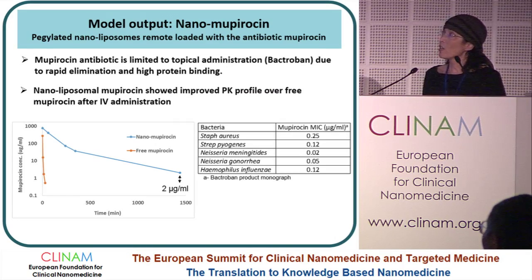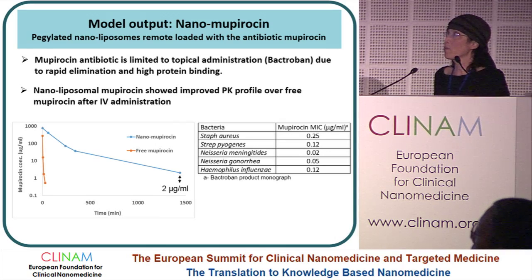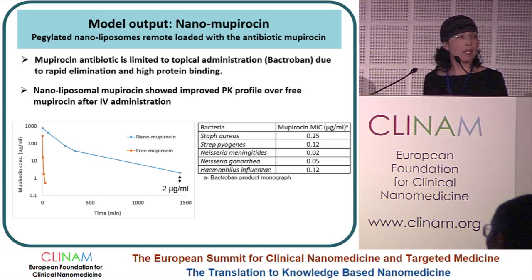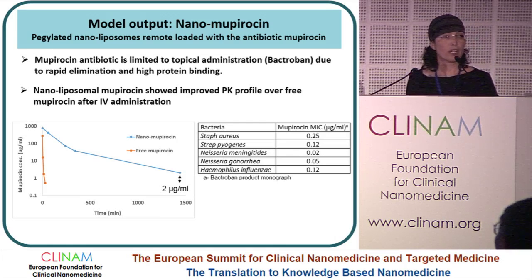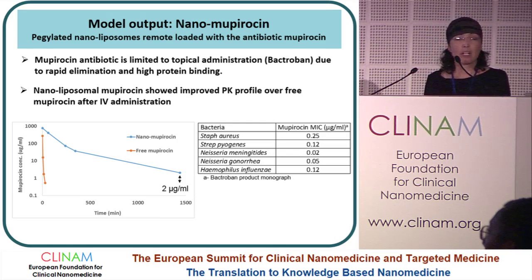So as a result of this modeling approach, we developed nanomupirocin, which is a pegylated nanoliposome that was remotely loaded with the antibiotic mupirocin. Mupirocin was found to be positive by the models, and it presented a special advantage for liposomal delivery. Mupirocin is an antibiotic with a unique mode of action, not shared by any antibiotic in the market, and it is active against resistant bacteria, but its use is limited to topical application due to its PK properties.